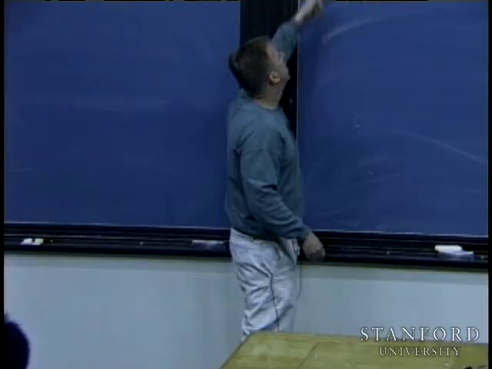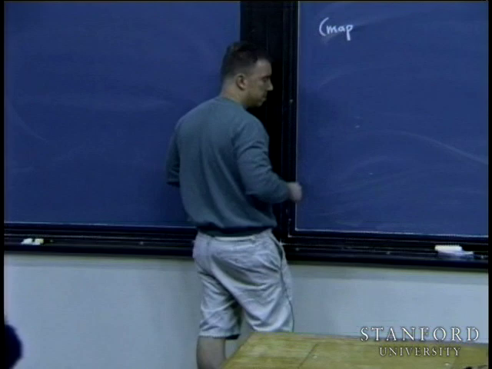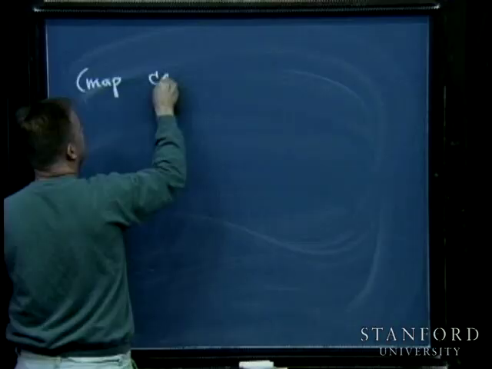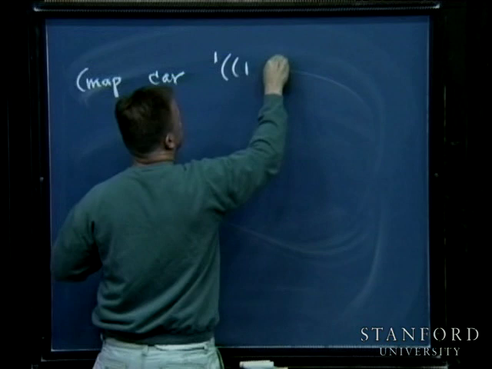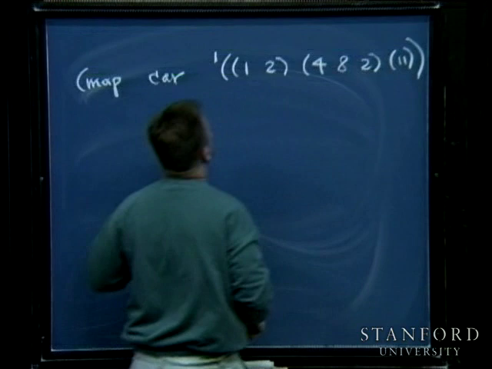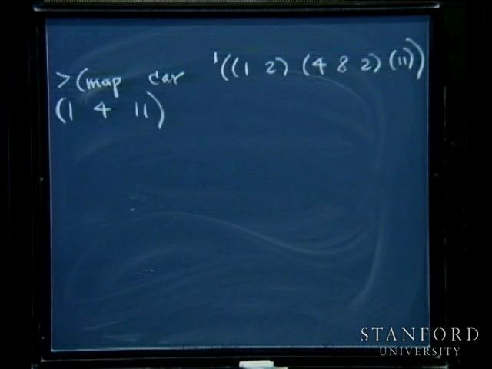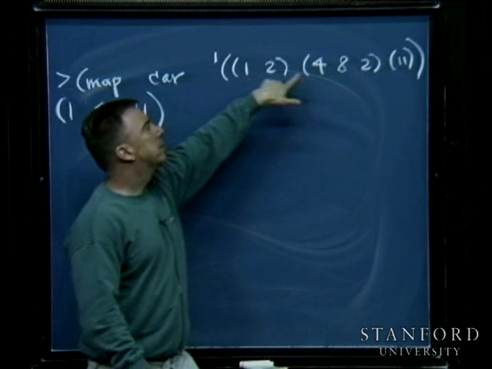If you want to, you can map a lot of interesting functions over lists. If I want to map the car function over a list, I could certainly do it. It better be a list of lists. And that would spit out the list 1, 4, 11. Okay? It's still the case that it transforms the list right there of length 3 into another list of length 3, and it uses this operation right there to figure out how to transform each thing that comes up as a car in the recursion to some element in the final list.